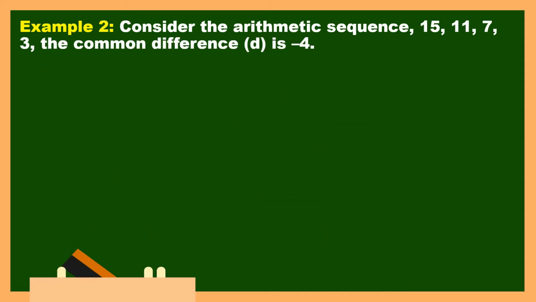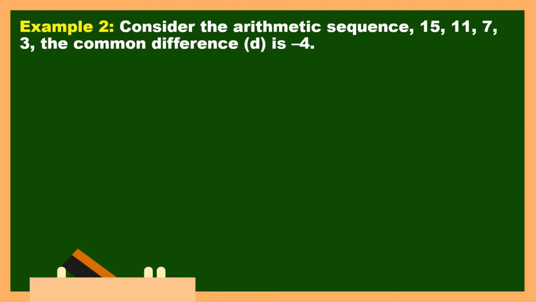Let us have another example. Consider the arithmetic sequence 15, 11, 7, 3. The common difference is negative 4. So, dito sa ating ikalawang example, ibinigay na or given na ang common difference which is negative 4. At dito sa ating given arithmetic sequence, ang ating first term is 15. The second term is 11. The third term is 7. And the fourth term is 3.